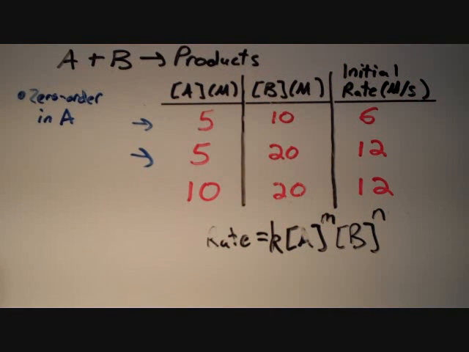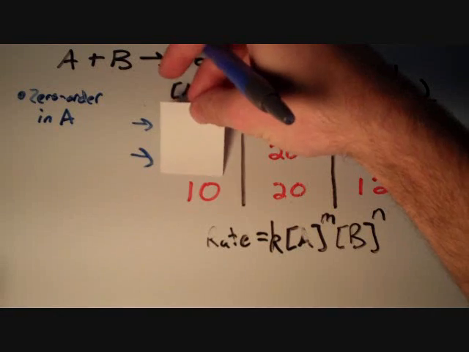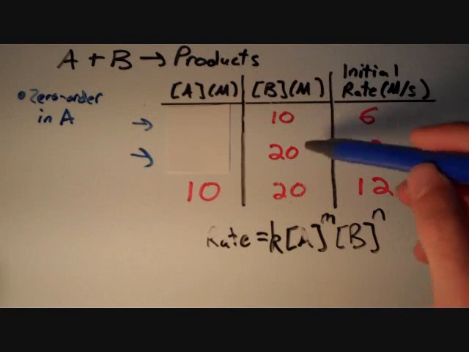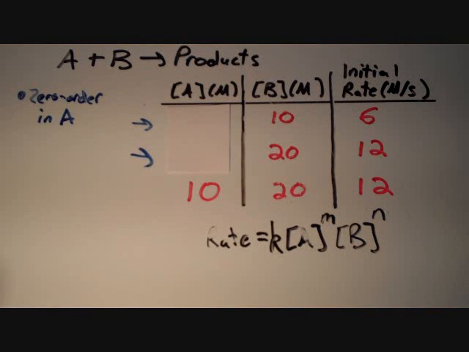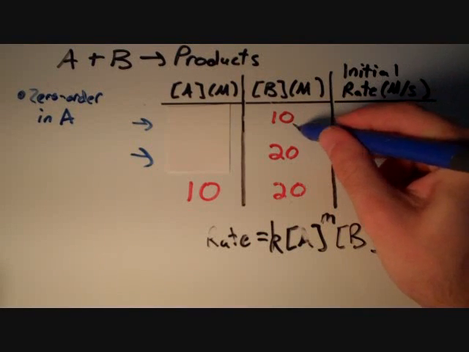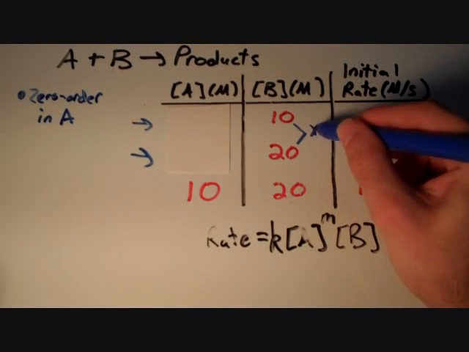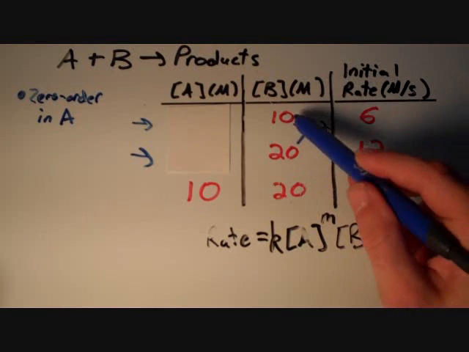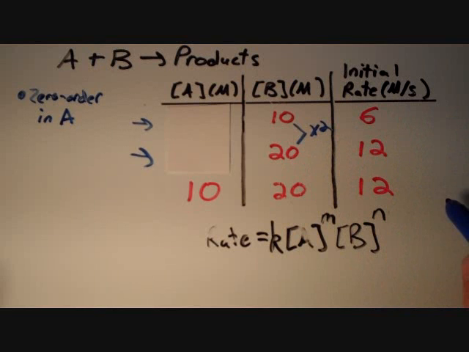The concentration of A is fixed at 5, so we don't really need to worry about that, so I'll just cover these up. What we need to do is compare the concentration of B, how does that change, and the rate, how does that change? From the first row to the second row, if we multiply 10 by 2, we'll get 20. So the concentration, in essence, doubles from this reaction to this one. And how does the rate change? Well, the rate also doubles.